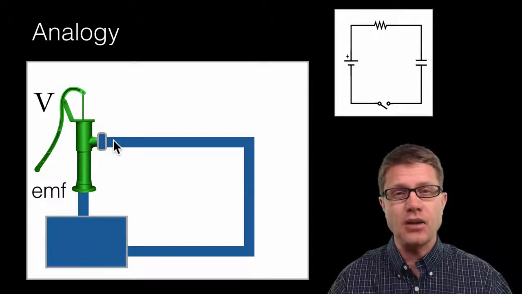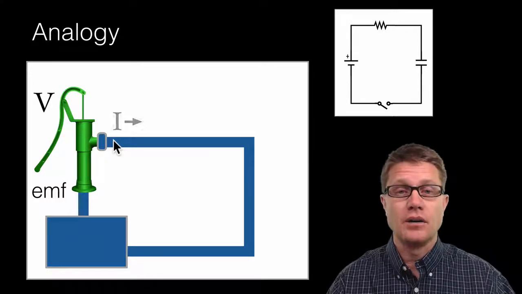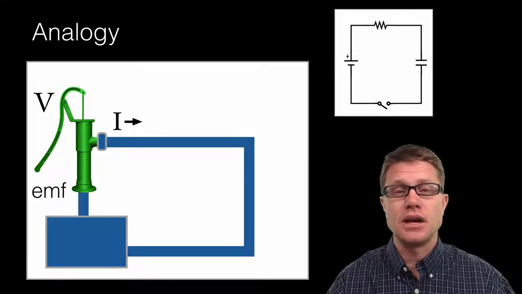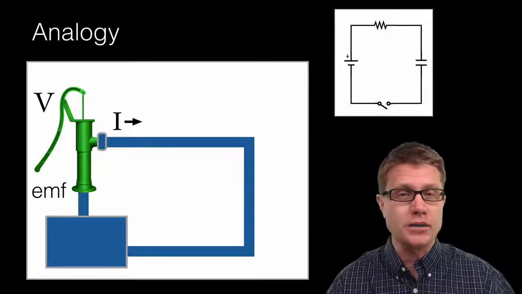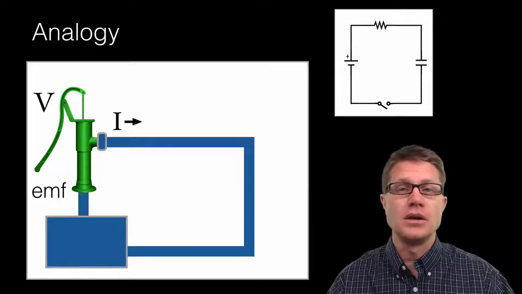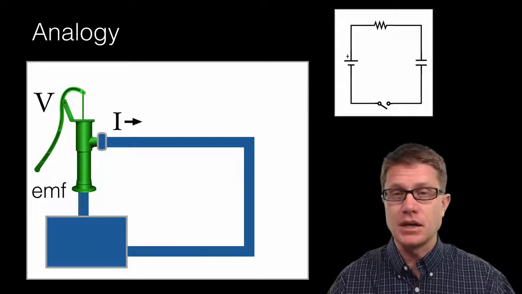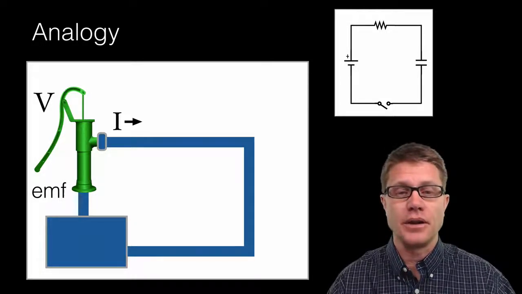But we're just measuring how much potential energy there is. We're not measuring the actual movement of that water in this case, and that's going to be our current, or I, in an electric circuit. How much water is actually moving is going to be the current. Those are different things, and they're going to behave differently in an electric circuit.